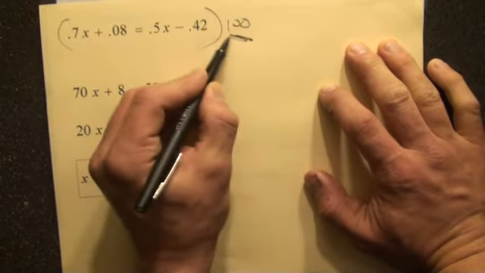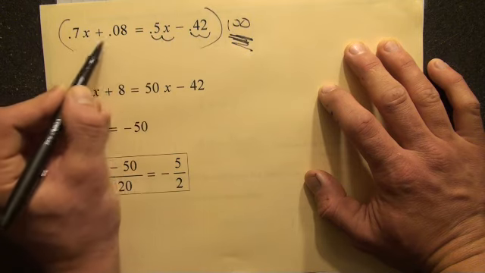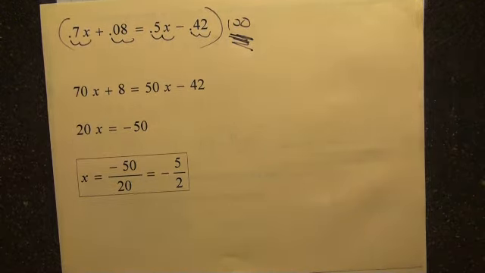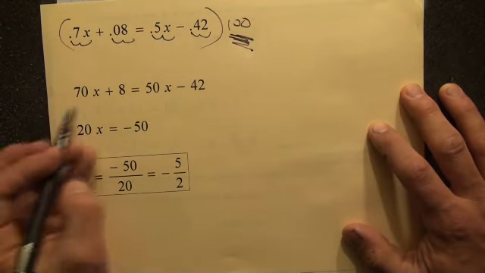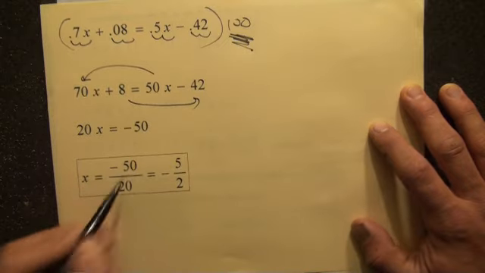Now again, multiplying by 100 is nothing more than moving a decimal over 2 places. So you move that over twice, twice, twice. Just move the decimal over 2 places, that's all you're doing. Now this becomes a 20. When you subtract, that becomes a negative 50, divided by negative 5 halves.